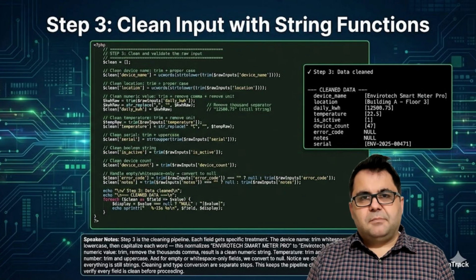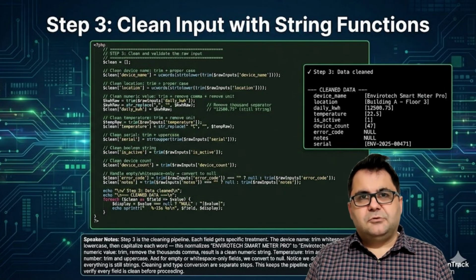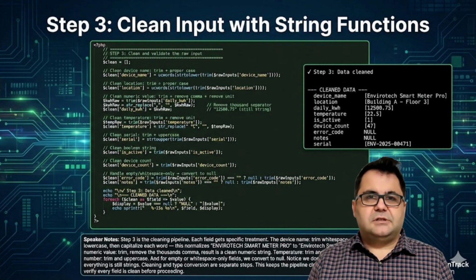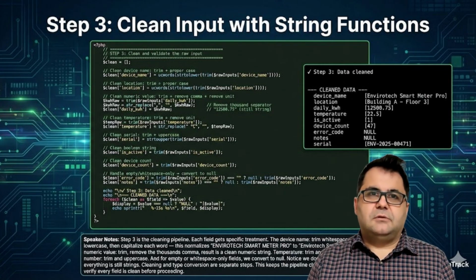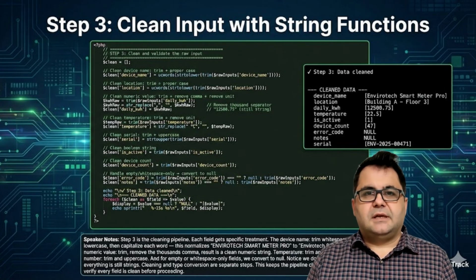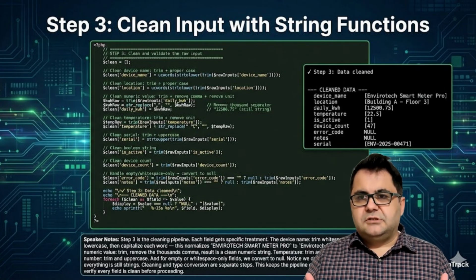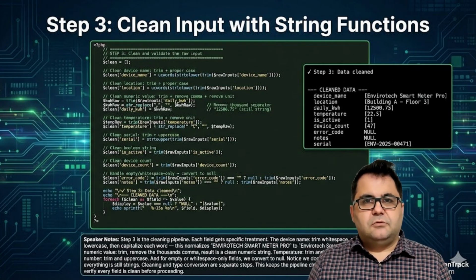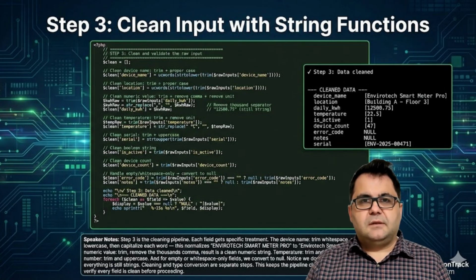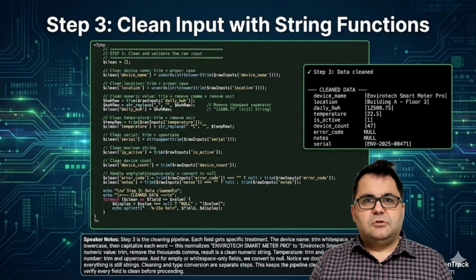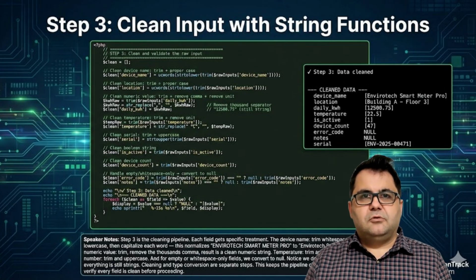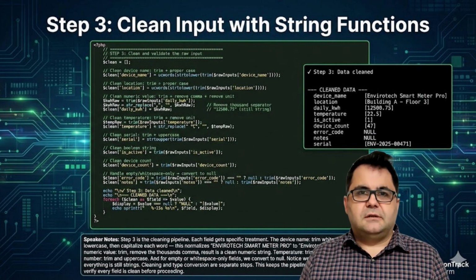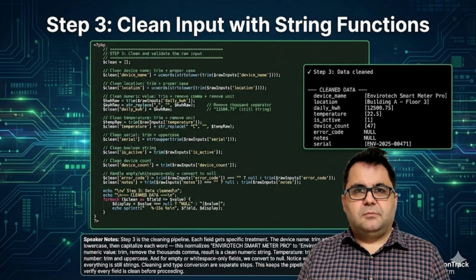Step 3 is the cleaning pipeline. Each field gets specific treatment. The device name: trim whitespace, convert to lowercase, then capitalize each word. This normalizes Envirotech Smart Meter Pro to Envirotech Smart Meter Pro. The numeric value, trim, remove the thousands comma. Result is a clean numeric string. Temperature, trim and remove the unit suffix. Serial number, trim and uppercase.